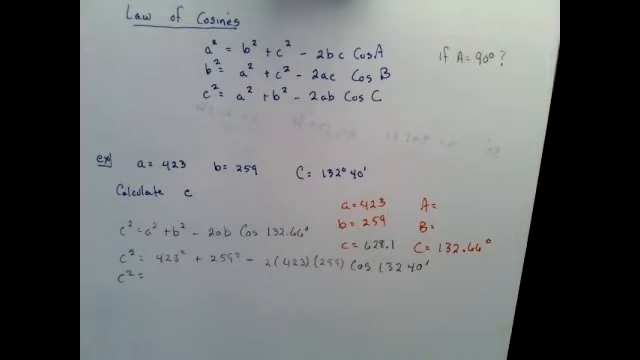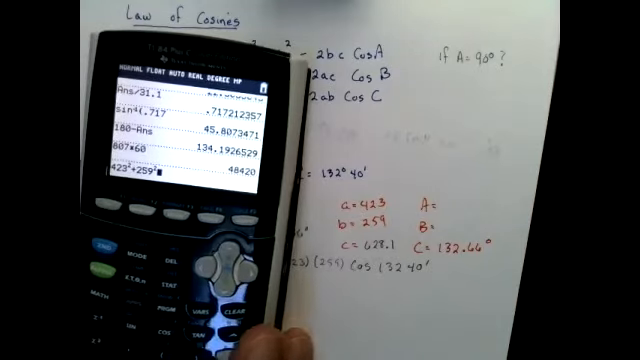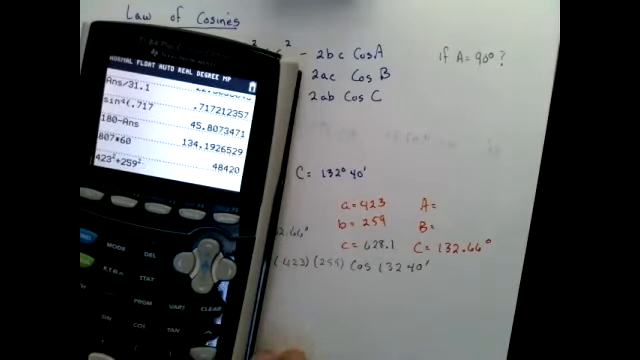On calculator. Oh boy. 423 squared plus 259 squared minus 423 times the 259 times the cosine of, oh boy, I hope I have it in degrees. I didn't check before I started.